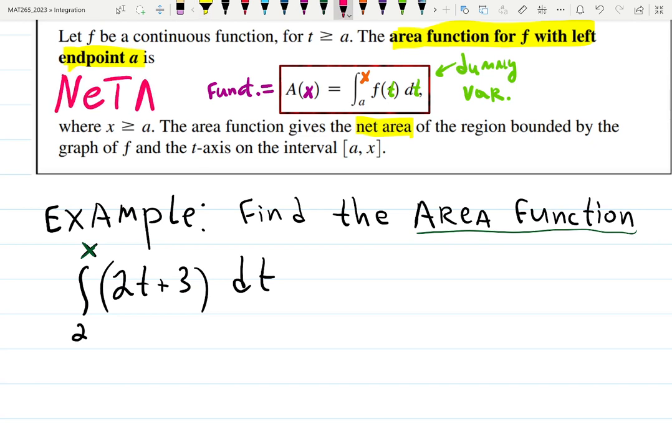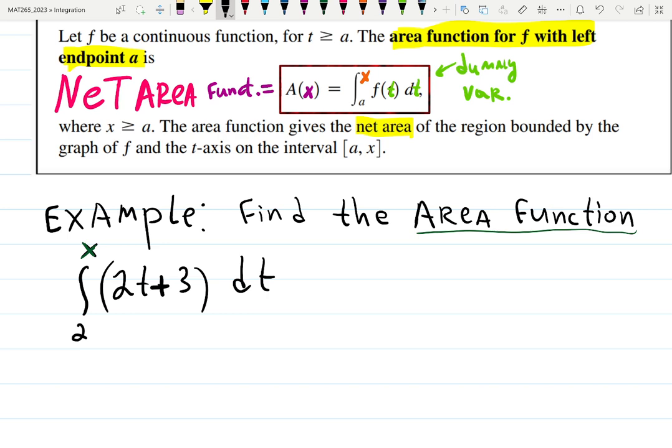Net area function of the region bounded by the graph and the t-axis on the interval from a to x. So let's practice to see. Surprisingly, the first example is not even that important for your homework, but it's more important for understanding what's happening. Luckily, it's also nice practice of integration techniques. On the exam, you need to show us you're very good at integration and differentiation. You're not supposed to go to anything if you're not good with integration and differentiation.